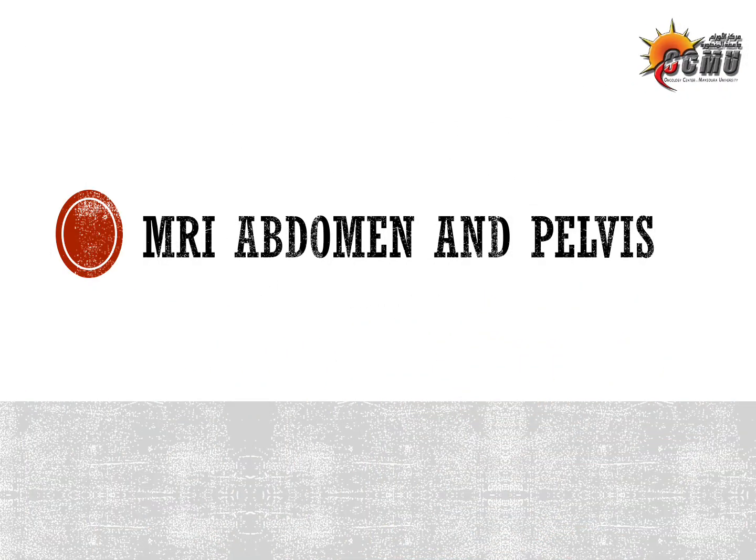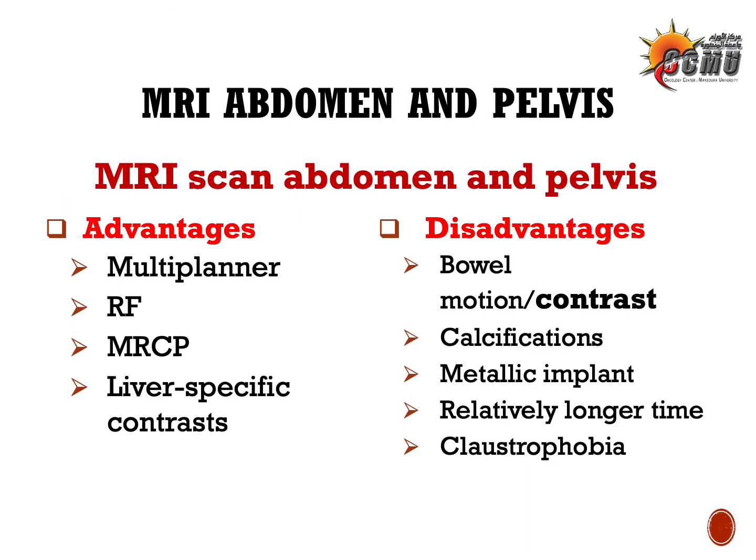MRI abdomen and pelvis has some indications, and actually it has advantages and disadvantages. But we usually do not order MRI abdomen for colonic cancer. We can order it for pelvic tumors, actually, pelvic and rectal and anal canal tumors.